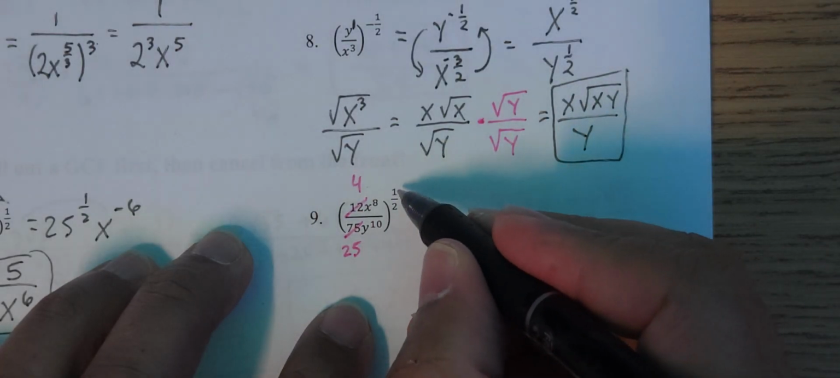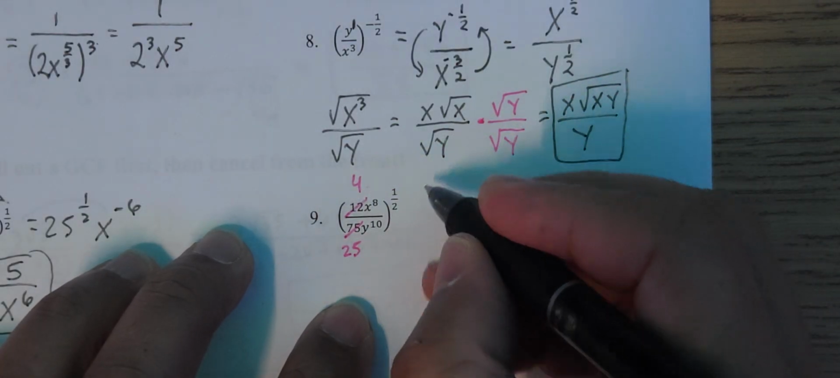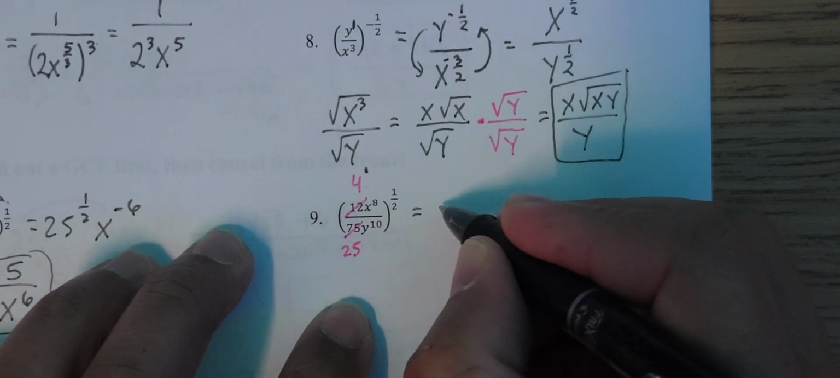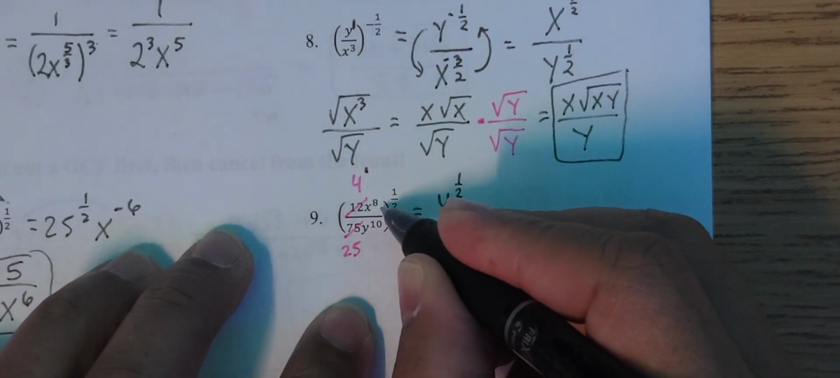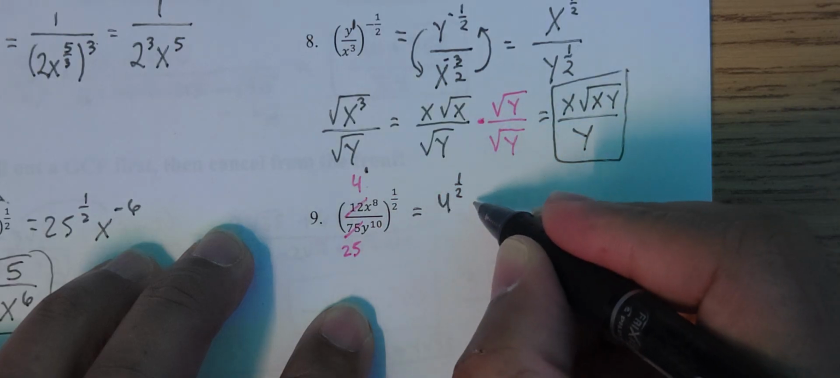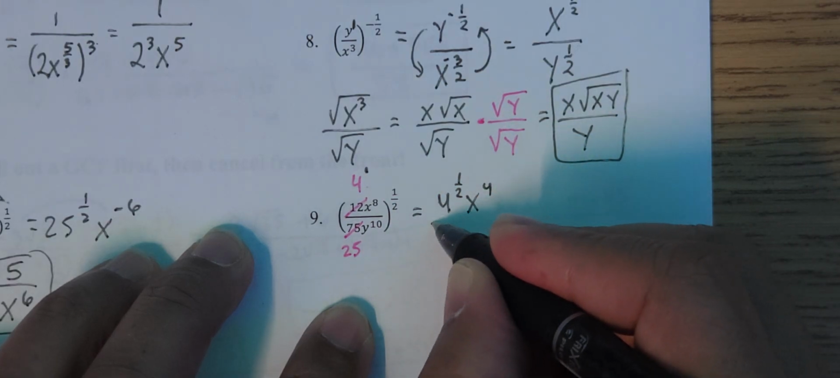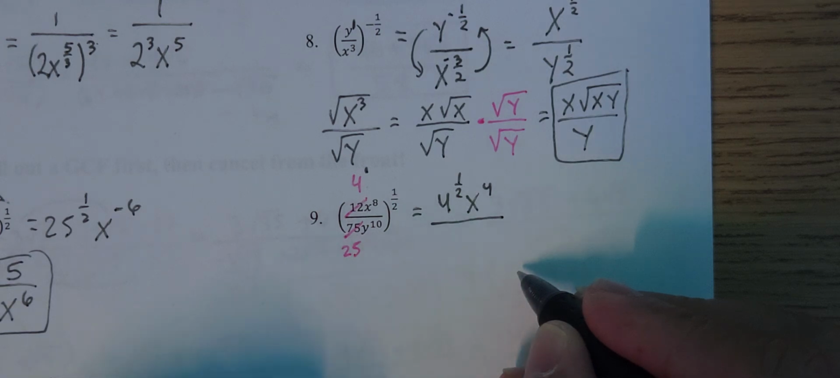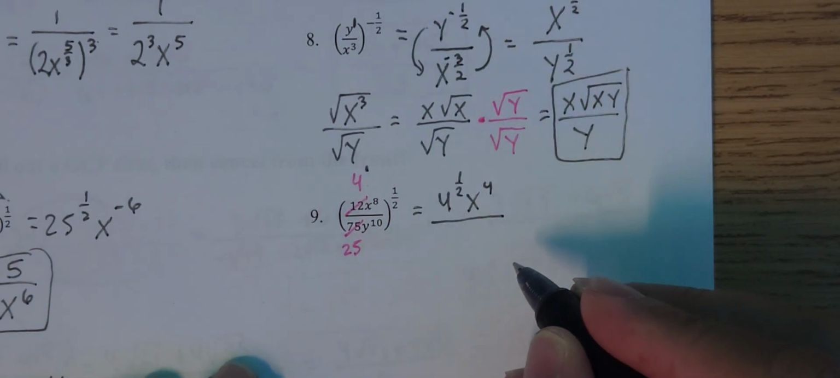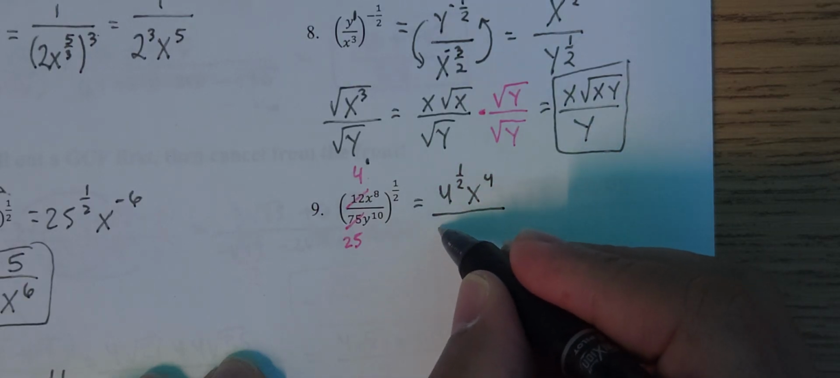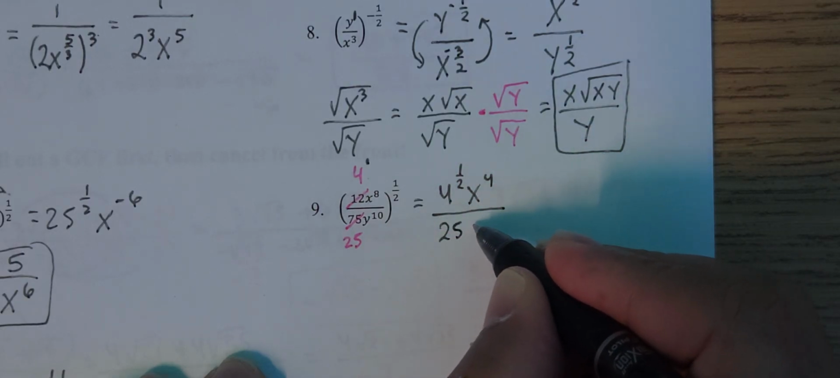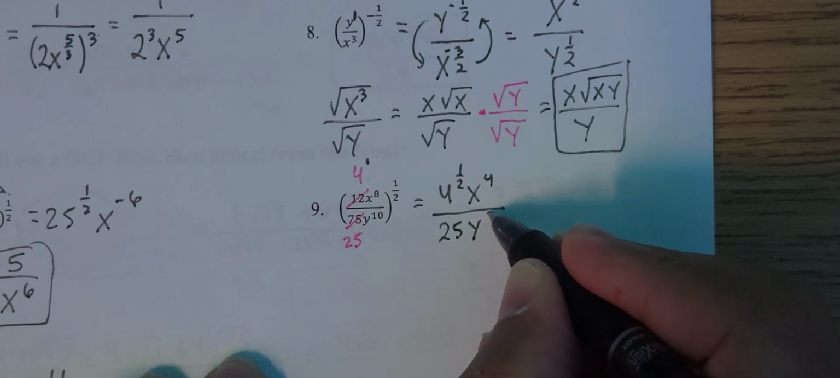Then I'm going to distribute this 1/2 to the 4, 4 to the 1st. So this becomes 4 to the half power. And then this is x to the 8th, but you take half of 8, which is x to the 4th. Then the denominator, let's see for this one next. This is the 10th. You take half of it. So then this is 25 y to the 5th, which is half of 10.